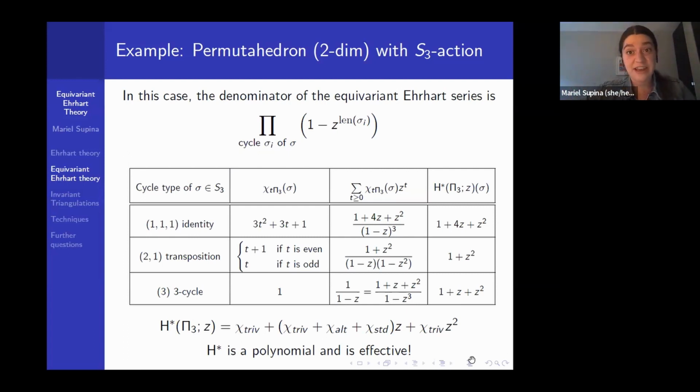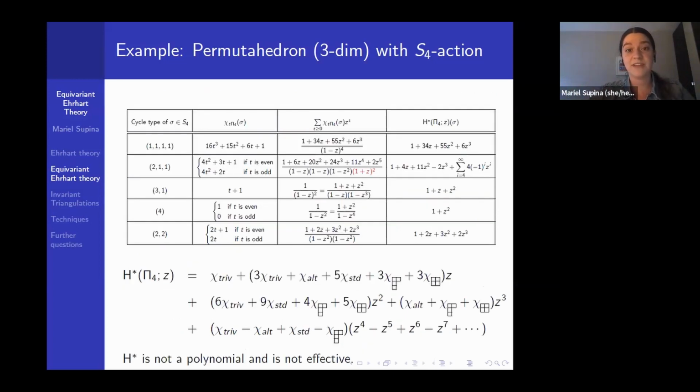If we go 1 dimension higher and we take the 3-dimensional permutahedron, we can do the same thing. So now I don't have a picture to show you, but we look at each cycle type of S4. We construct the Ehrhart series, the lattice point enumerator, of the fixed polytope for a group element with that cycle type, and then make sure the numerator is what we need it to be, and the denominator is what we need it to be, the product of 1 minus z to the cycle lengths, and then take out the numerator, and that gives us this last column.